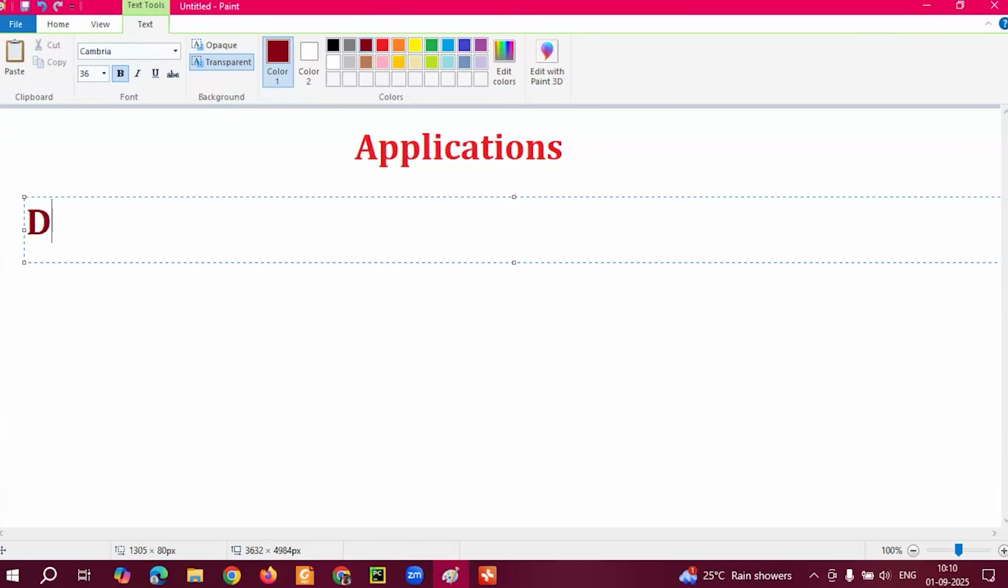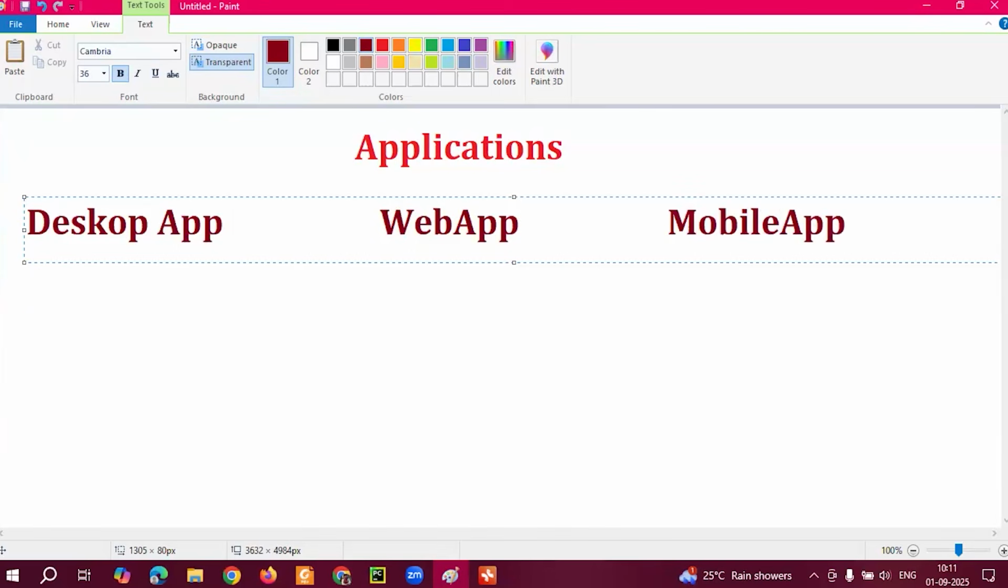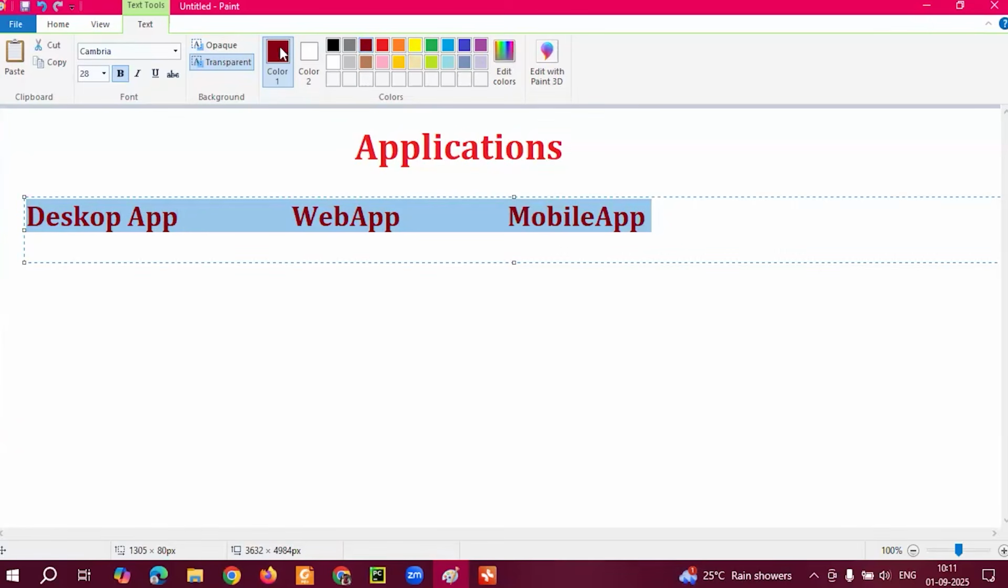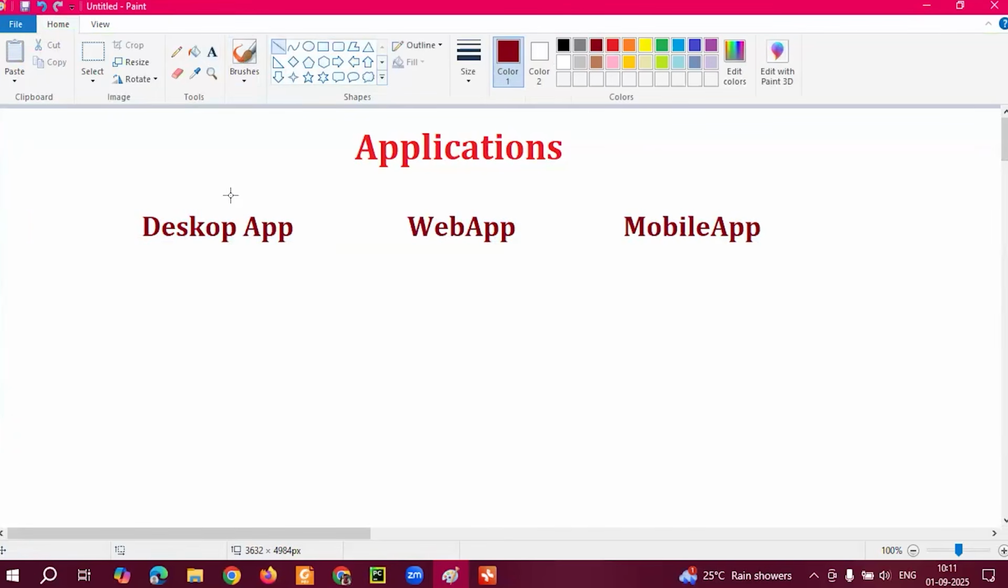What are the three types? Desktop applications, the second one is web applications, and the third one is mobile applications. Your applications are basically classified into three types: desktop, web, and mobile. These are the three types of applications we have.